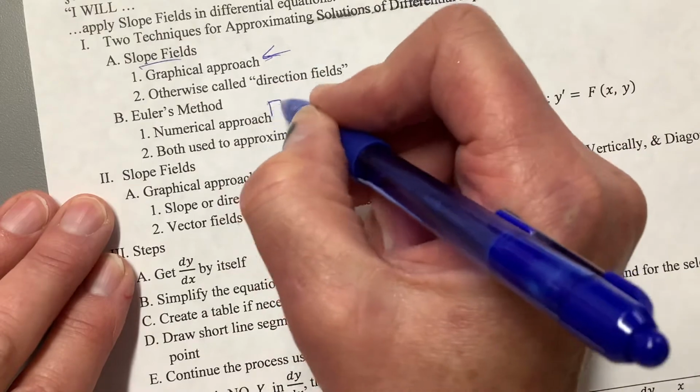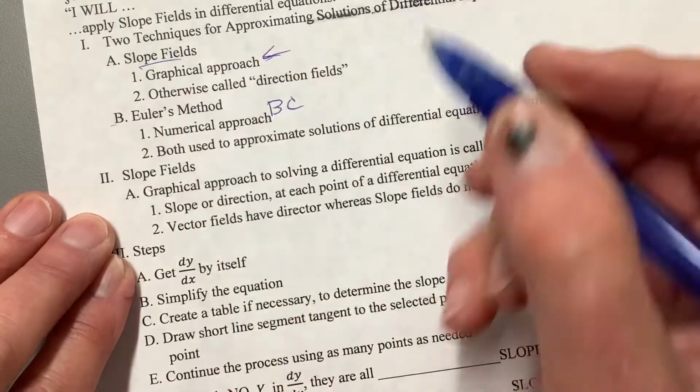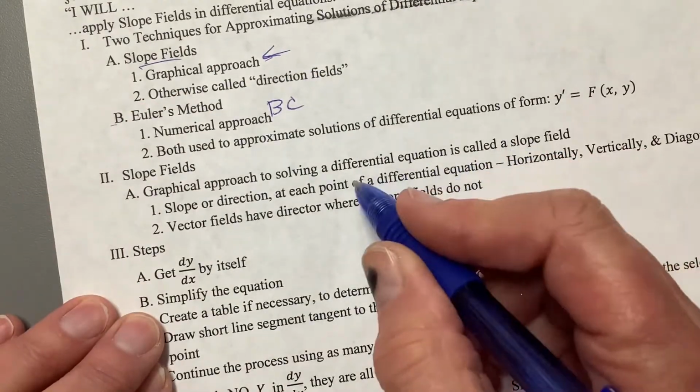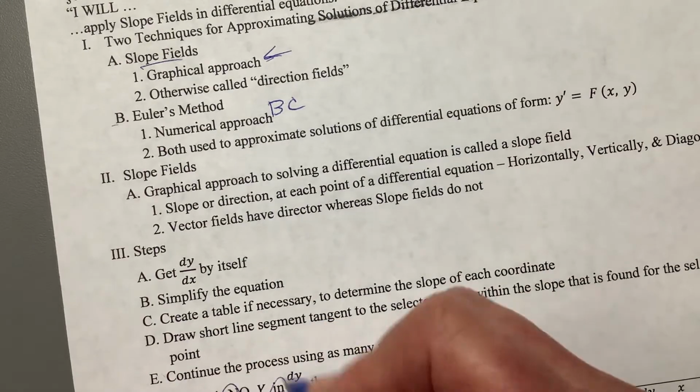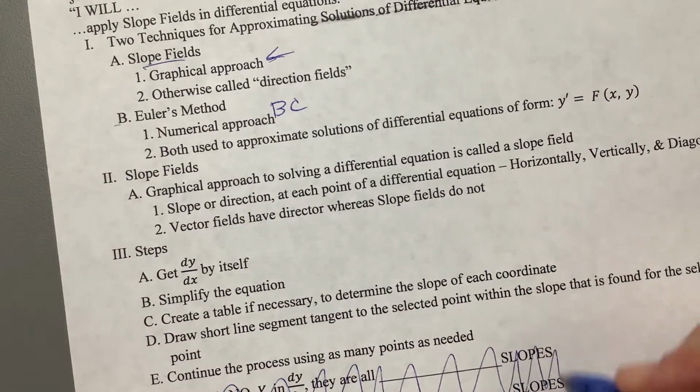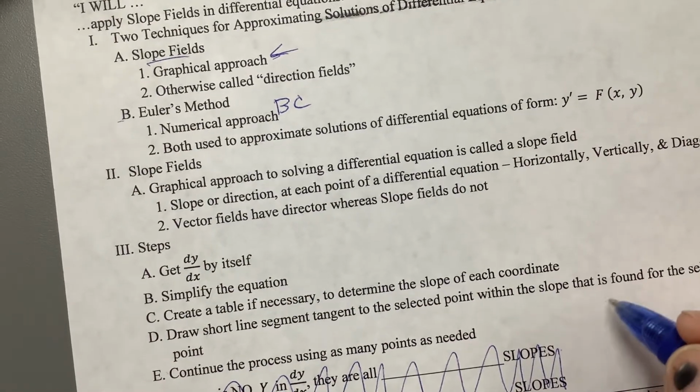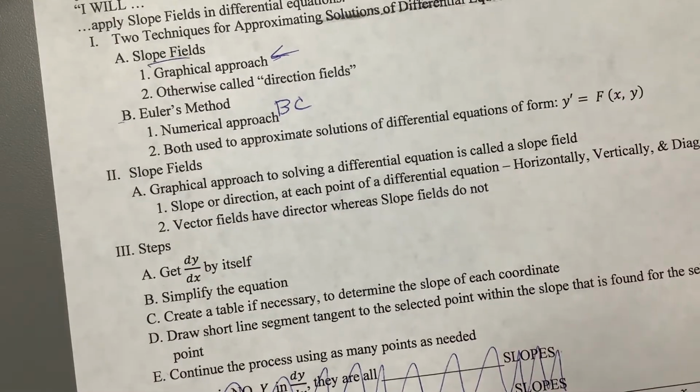Euler's method, this is a BC topic, so we're not going to do that. I'm going to cross this out because it's not true. It's supposed to be vertical and horizontal, and it's not true and doesn't really make any sense. So we don't need that.